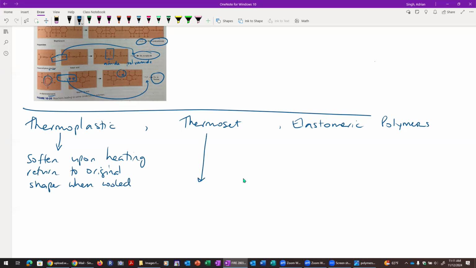In contrast to a thermoset polymer, which are also widely used, these are extensively cross-linked. We mentioned this previously. Lots of cross-linking between the different strands, extensively cross-linked. And these do not melt like thermoplastics do. Instead, they tend to char when heated.